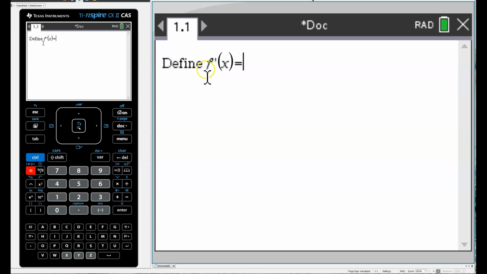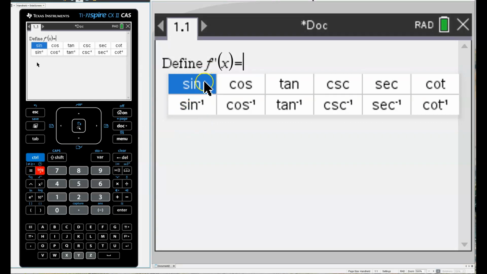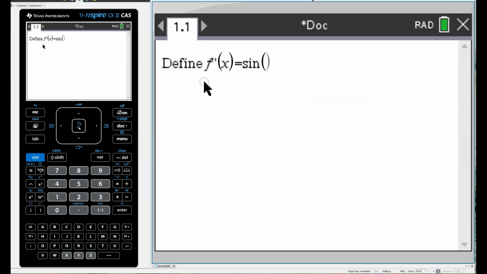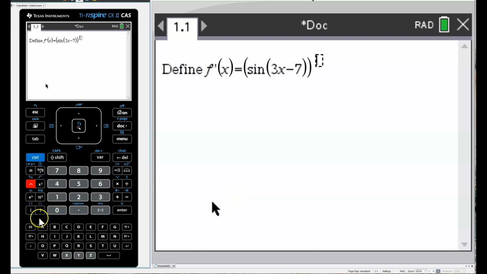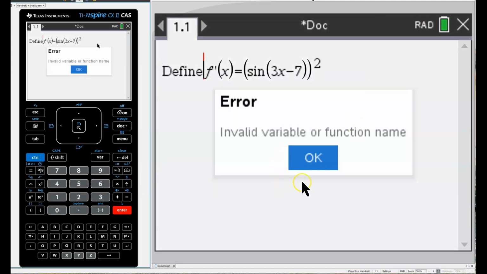So that would be sine. So trig. We have sine of 3x minus 7, I believe. And then I need to square this. So I'm going to go back to sine. Remember, be careful when you're working with trig. The calculator really wants you to square this whole sine function. They don't like the power of 2 right here. So I'm going to add it after. Okay, so power of 2, I'm going to hit enter.